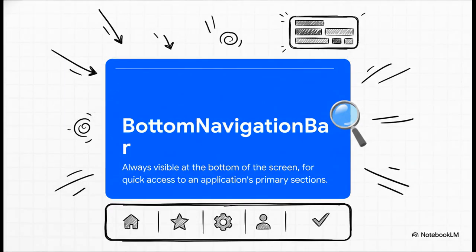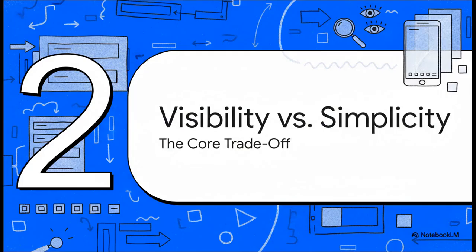And then on the other side of the ring, we have the bottom navigation bar. And this is the complete opposite of the hidden drawer. Think of this as your app's main dashboard. It's always there, sitting right at the bottom of the screen, giving you constant one-tap access to the most important parts of your app. It is built for speed and for the things people are going to be doing over and over again. So this brings us to the core trade-off, right? The big decision you have to make as a developer. It's really a classic battle between constant visibility on one side and a clean, simple interface on the other.